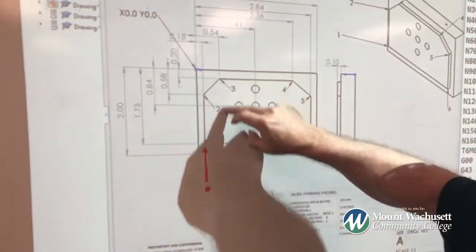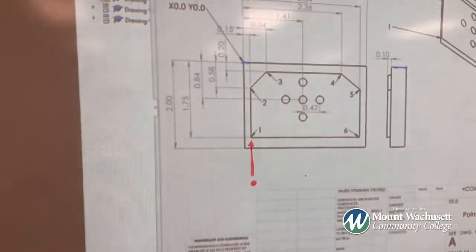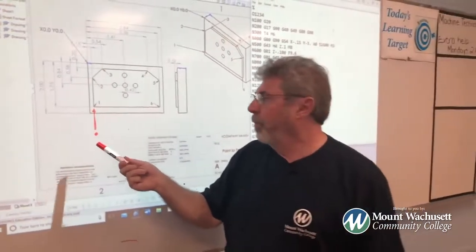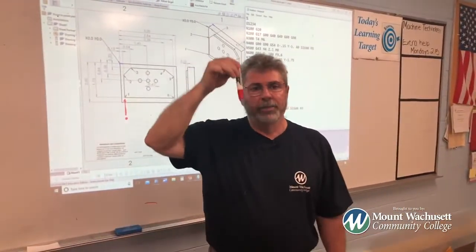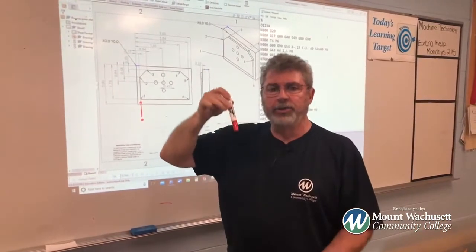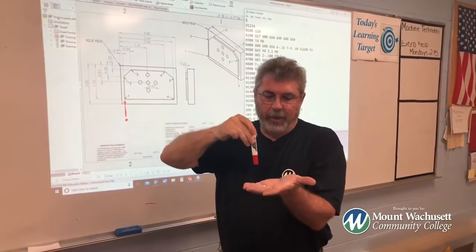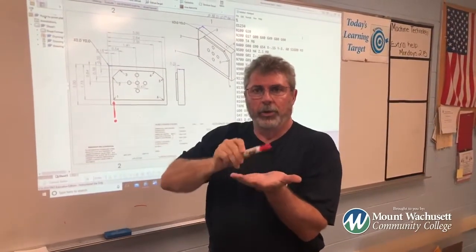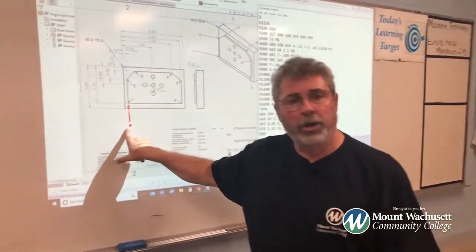I know my part is 2 inches long just by looking at this dimension right here, and I'm going to add an additional inch. Now, why do I want to add an additional inch? Well, I want my cutter to come down off the part. I do not want it to plunge into the part. I want it to come down in a safe area where it's not going to make any contact with the part when it goes below the part surface. So that is the point that I want to go to.